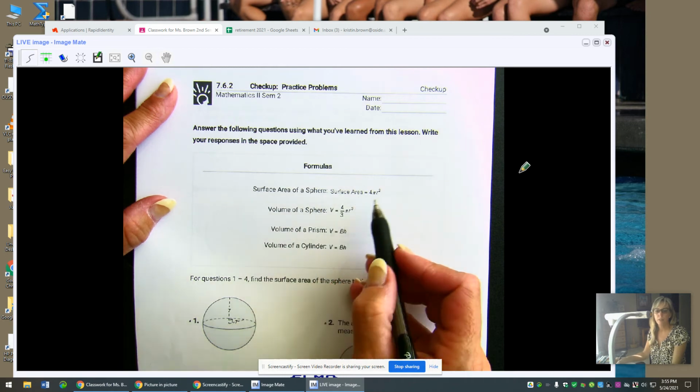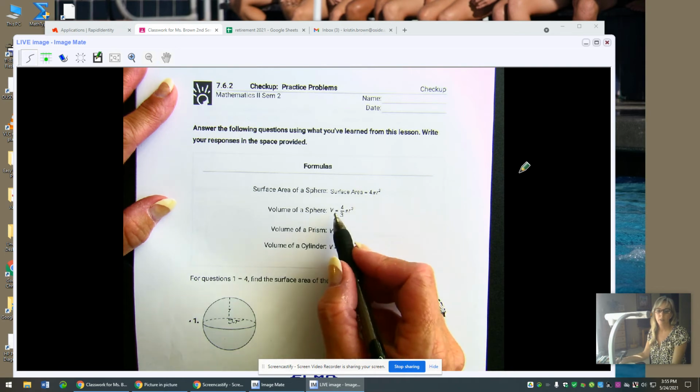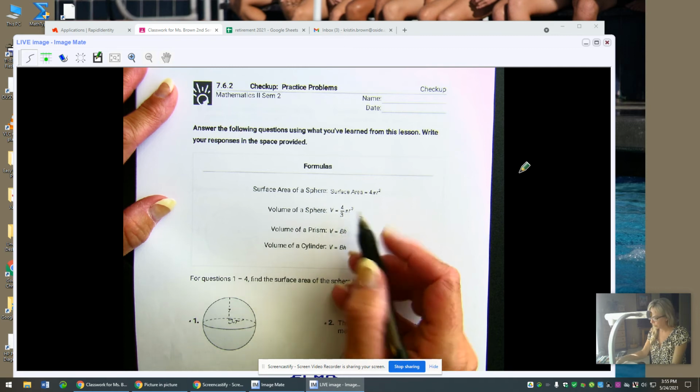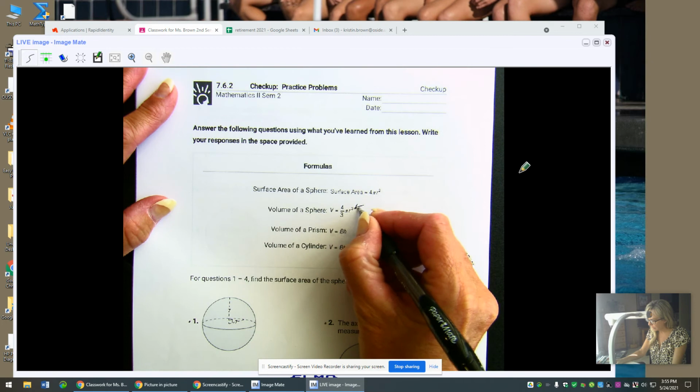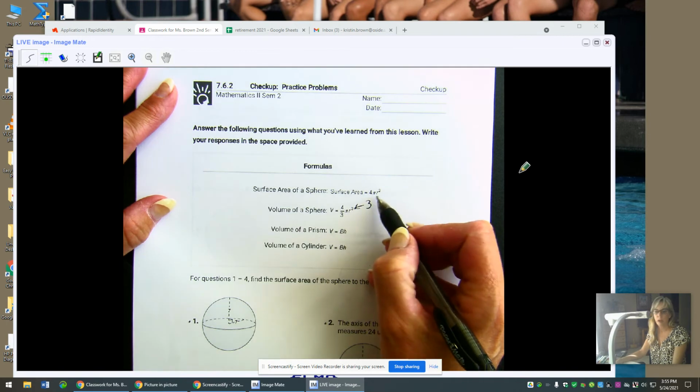The surface area of a sphere is 4 pi r squared. So it's the area of a circle times 4. And the volume of a sphere is 4/3 the area of a circle. No, it isn't, because it's pi r cubed. You can't see that very well, but that is a 3. So again, volume is 4/3 pi r cubed, but surface area is 4 times pi r squared.